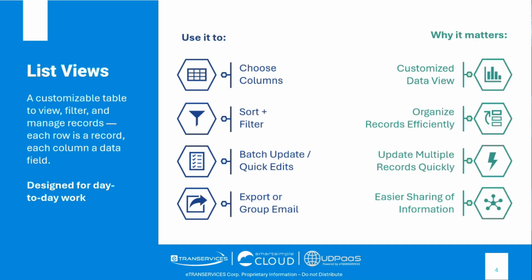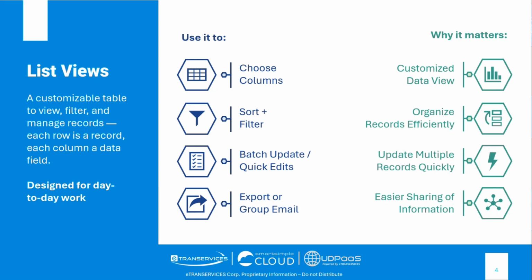So what is a list view? A list view is essentially a customizable table where each row is a record and each column represents a field of that record. List views are ideal for day-to-day operational work. They are quick to build and easy to sort and filter using a GUI interface. They let you choose what data you want to see from your records in a customized view, and they help you quickly organize those records.